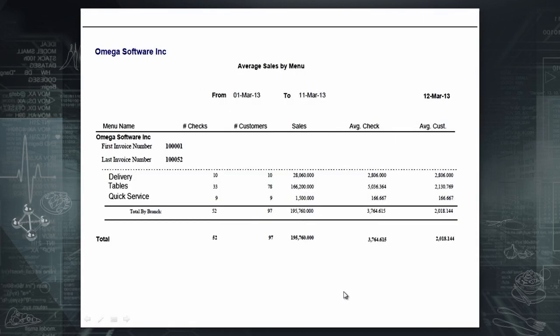Another report, Average Sales by Menu, which shows the activities taking place in delivery, tables, and quick service, i.e. the number of invoices, the number of customers, the sales total, the average check, as well as the average by customer, indicating how much each customer is spending in your restaurant. Also listed is the total of all the selected dates of delivery, tables, and quick service altogether.